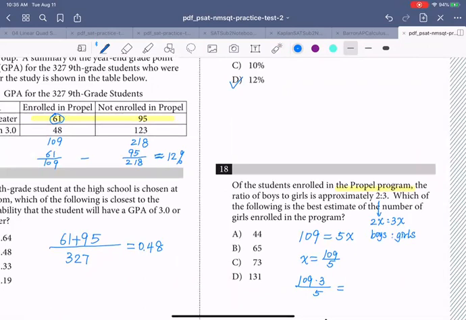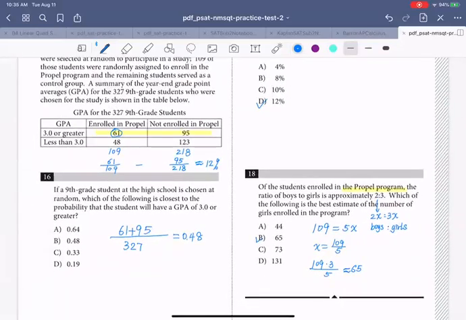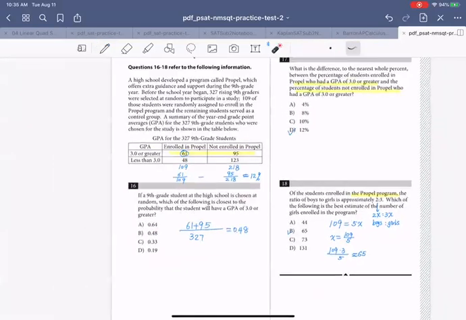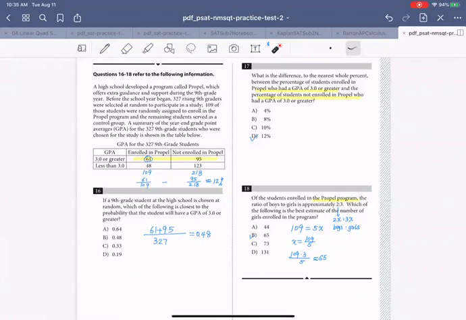You give the integer number, okay? 65.4, so 65. All right. So we look back at this question. All this question is asking you about this table.